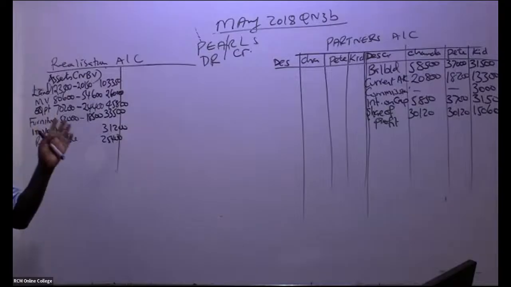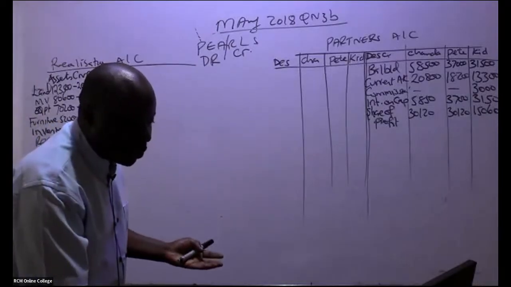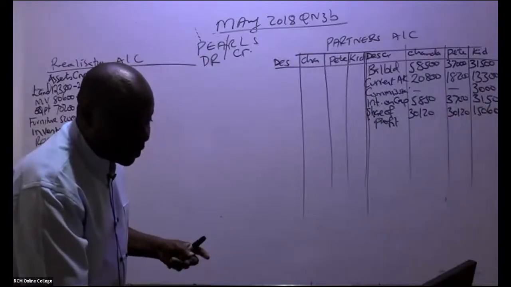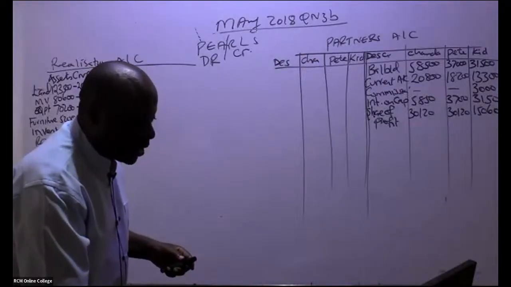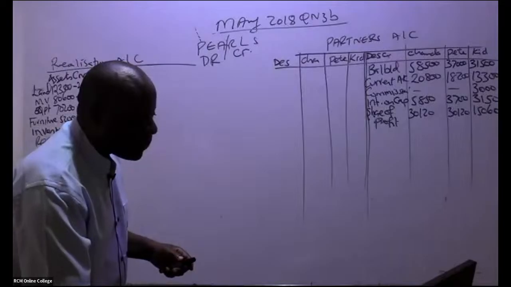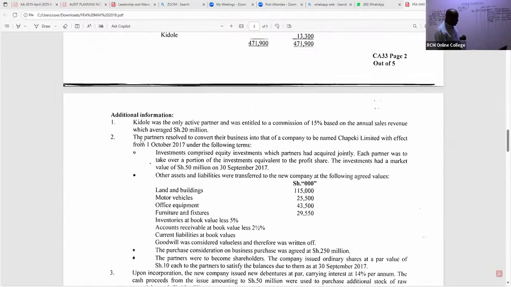Now we go to the liability side. On the liability side, you have to be very, very keen. So what have they told us about liabilities? Yeah, John, thank you very much. They are investments, right? These investments were not taken over by the new company. Let's read this note. The investments, what have they told us? Investments comprised equity investments which partners had acquired jointly. Each partner was to take over a portion of the investments equivalent to the profit share.